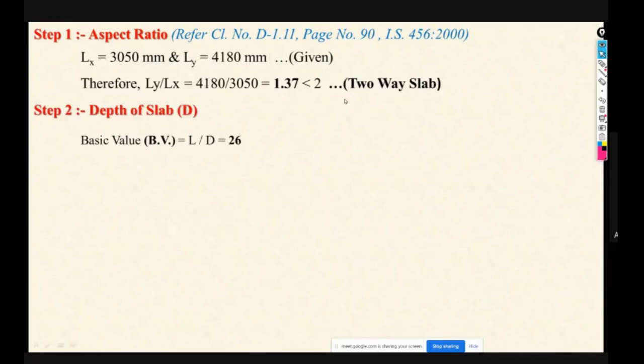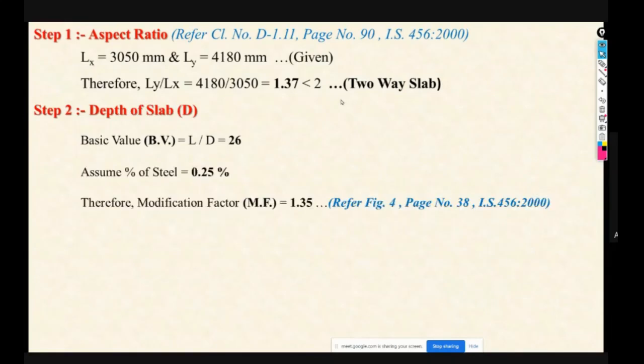Okay, now again we have to decide the modification factor. For deciding the modification factor and the required depth, first we have to consider the basic value, and as per the IS 456 page number 37, L by D ratio is given, that already we have discussed in last session. For cantilever L by D is 7, for simply supported L by D is 20, and for the continuous, L by D is 26.